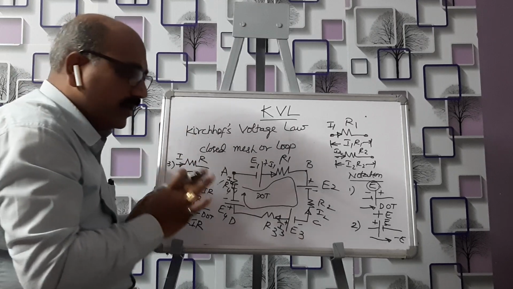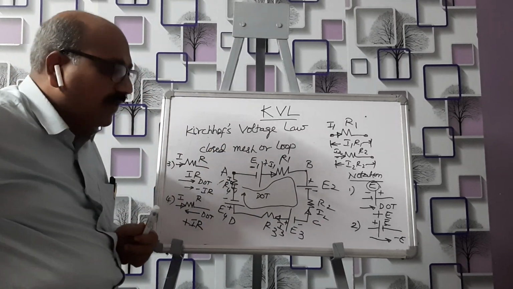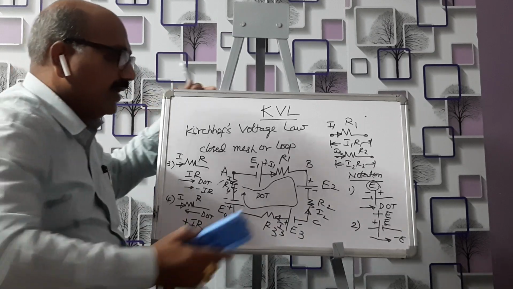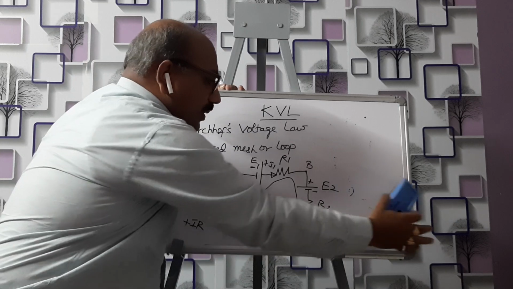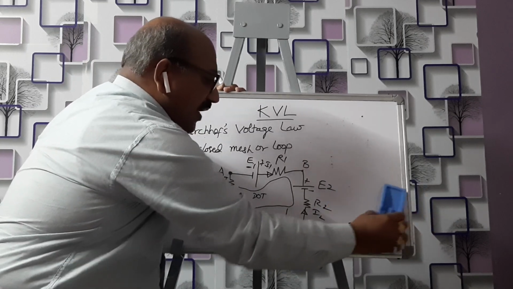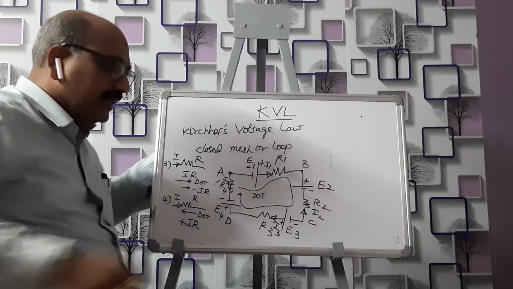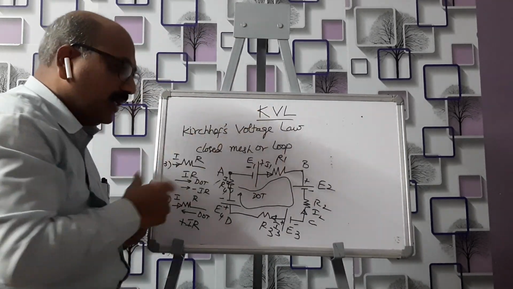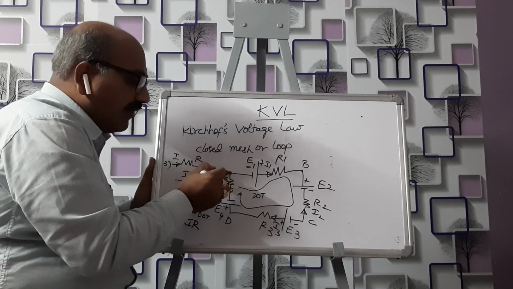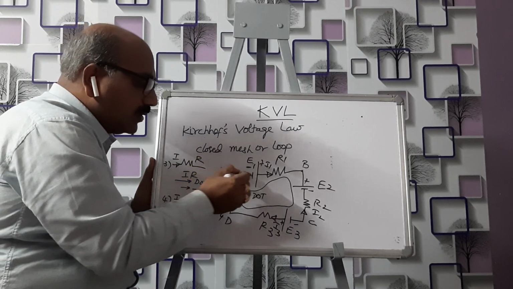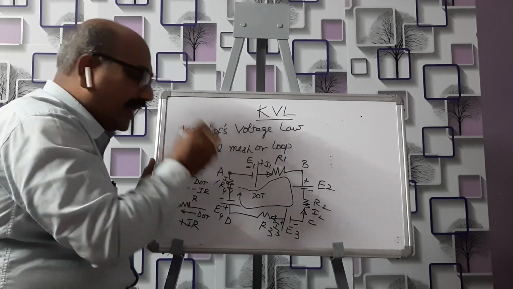Is it clear? Now we will apply it. After framing the rules, we can apply them to the closed loop. So where do we start? Before applying Kirchhoff's voltage law, we have already framed the rules. Now I am starting with node A. If you travel from node A toward this, which one do we encounter first? E1. So what is the direction?